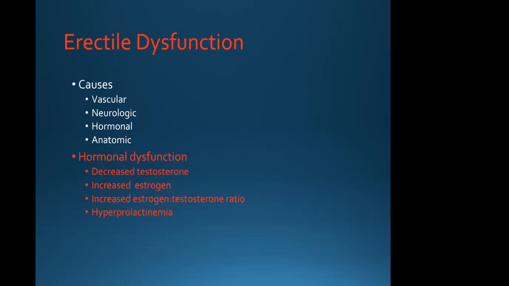Increased estrogen to testosterone ratio, so we're making more estrogen than we are testosterone, and even hyperprolactinemia. And hyperprolactinemia can occur secondary to drug therapy, which is basically one of the main classes of drugs that we would worry about, the antipsychotics. It could be due to a brain tumor which is secreting a lot of prolactin. So those are some things.